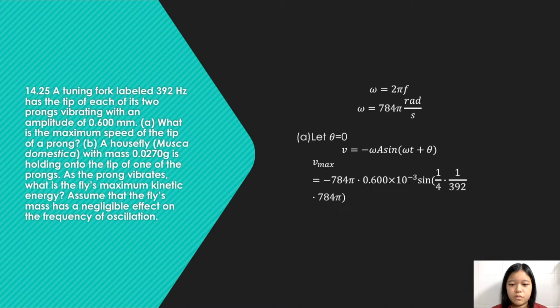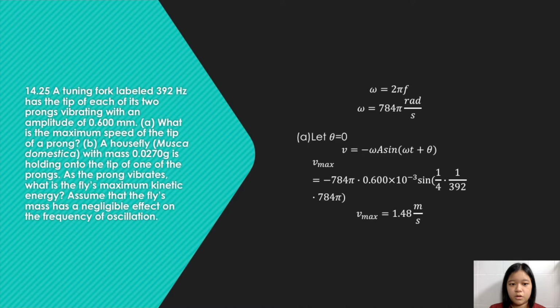And we can just substitute values, and the reason why there's 1/4 is because we know that the maximum velocity always occurs at 1/4 of the period. So that explains the 1/4, and the period is simply 1 over f. And so just substitute the omega. And remember that 0.6 is in millimeters, so that's why it's times 10 to the negative 3. And we'll get a Vmax equal to 1.48 meters per second.